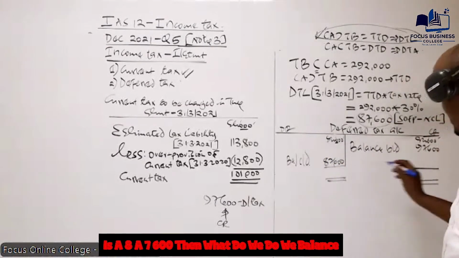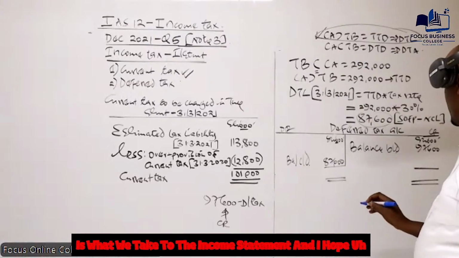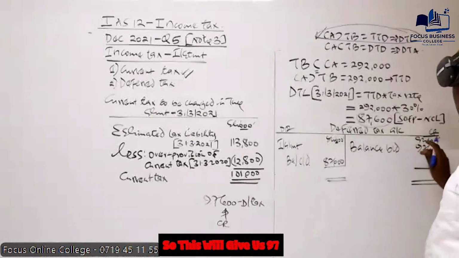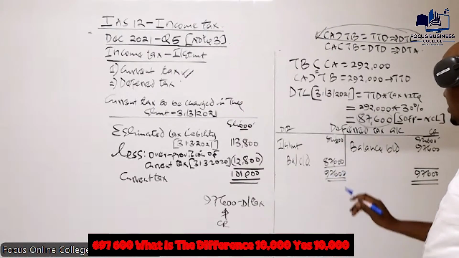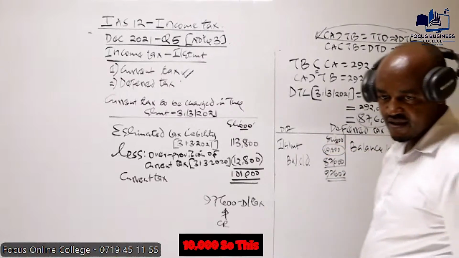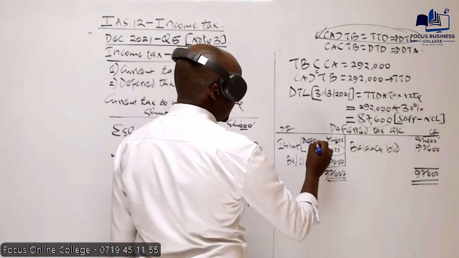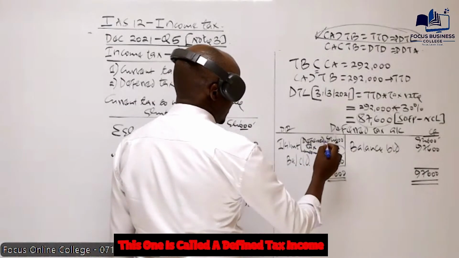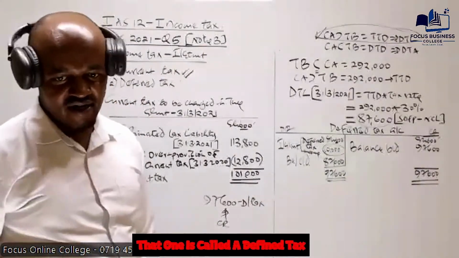Then we balance our account. The balancing figure is what we take to the income statement, and I hope the balancing figure in this case will be on this side. So this will give us 97,600. What is the difference? 10,000? Yes, 10,000. So this balancing figure, which is on this side, is called a deferred tax income.